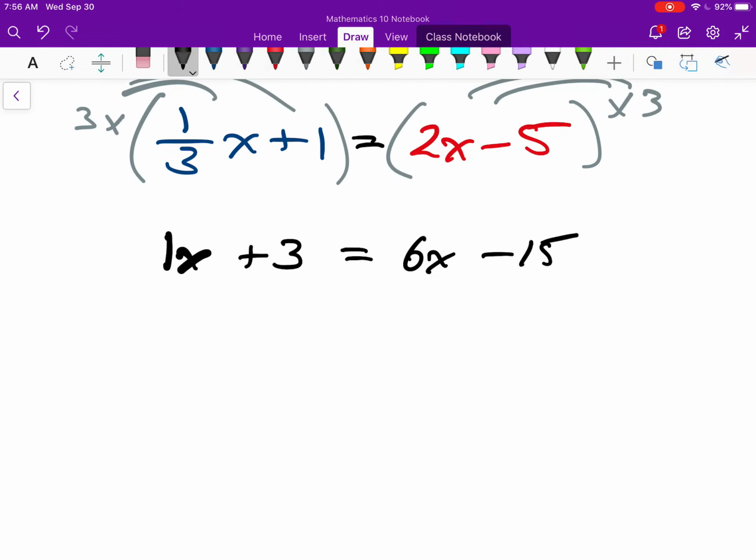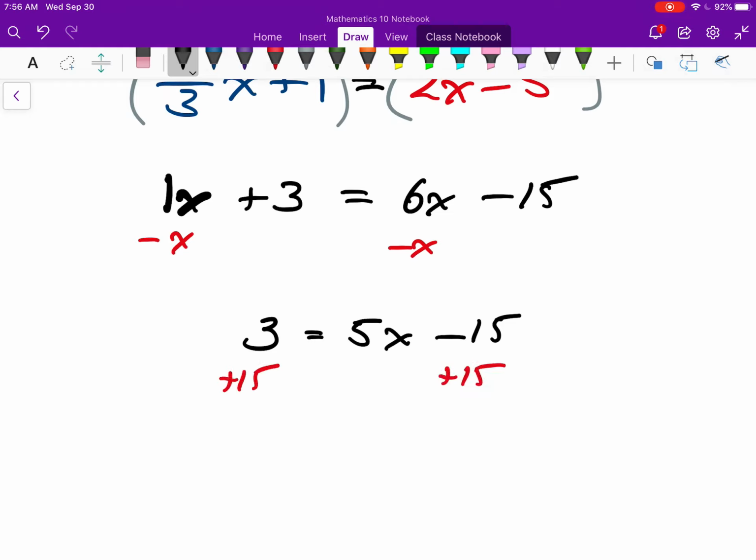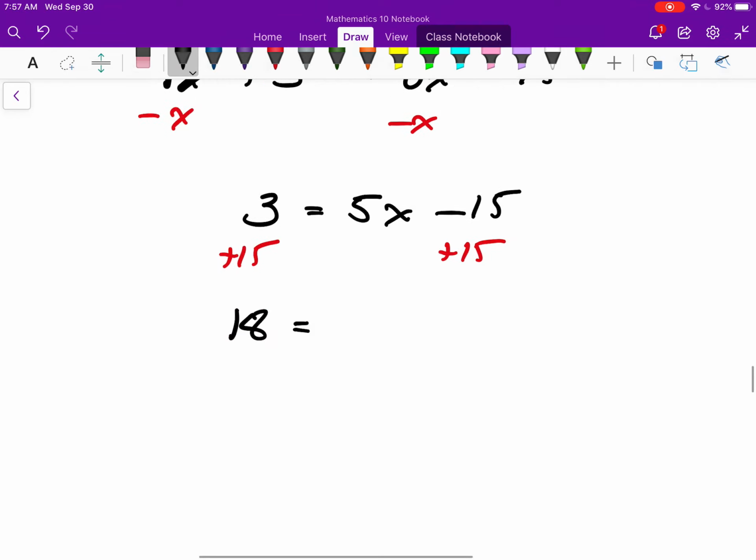All right, so now I'm going to be done pretty soon. I'm going to subtract x from both sides, and I'll do it just one step at a time. So I get 3 equals 5x minus 15. I'm going to add 15 to both sides. 18 equals 5x. And so now I can see my x coordinate if I divide both sides by 5. 18 divided by 5 is 3.6.